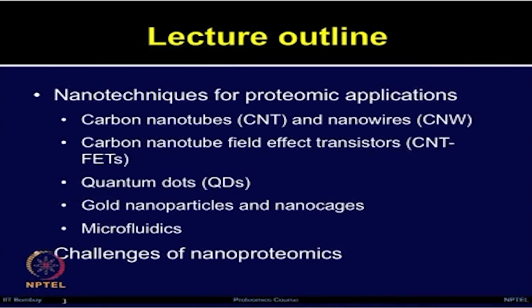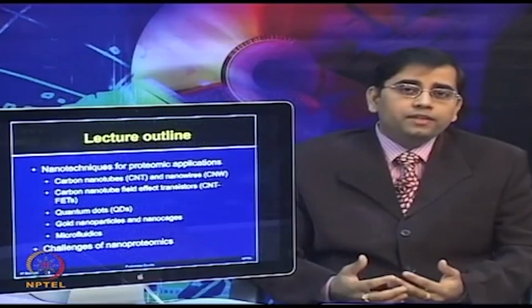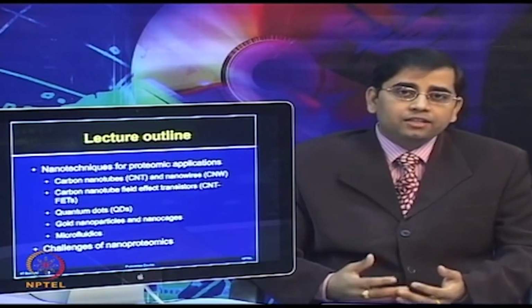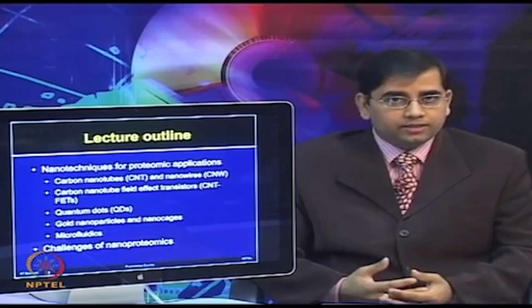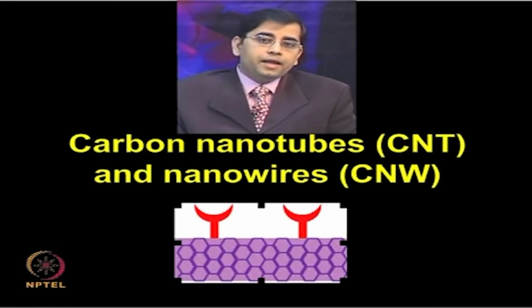We will talk about carbon nanotubes, CNTs and nanowires, CNWs, carbon nanotube field effect transistors, CNT FETs, quantum dots also known as QDs, gold nanoparticles and nano cages and microfluidics. Then there are many new emerging nanotechniques which are also being used for proteomics. Very briefly, we will touch those techniques as well. Then further we will discuss challenges of this new field nanoproteomics, how even the integration of these two for proteomics still has various challenges and how one can overcome those challenges. So, let us first talk about carbon nanotubes and nanowires.